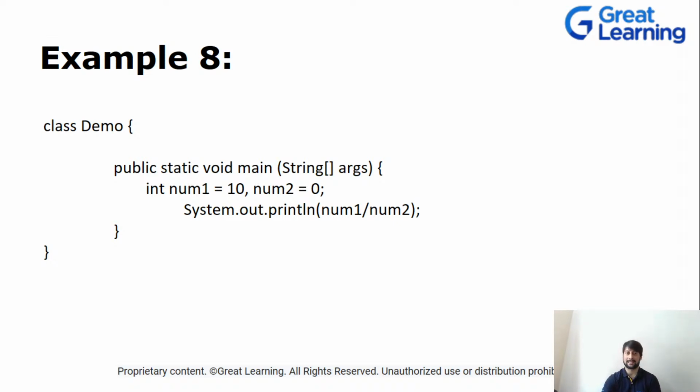So this is example 8, and in this I have written class DemoClass, and in this I have this main method over here, and in this main method I have this num1 and num2, and then I'm printing out this value. Quickly, guys, what will be the error?